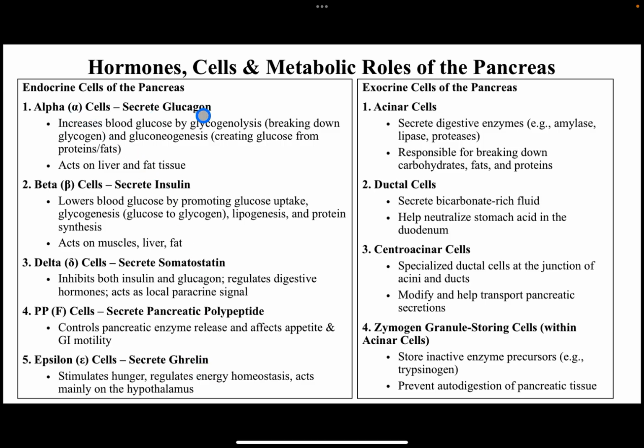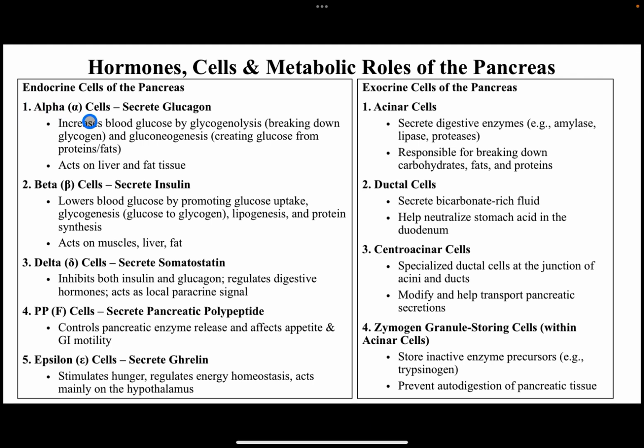So the alpha cells secrete glucagon. The beta cells secrete insulin. The delta cells secrete somatostatin. The PP or F cells secrete the pancreatic polypeptide. And then the epsilon cells secrete ghrelin. Is that okay? So basically, these are the various cells that we have in the pancreas.